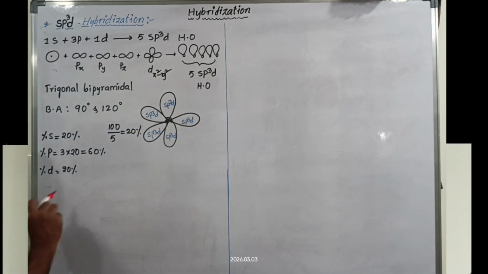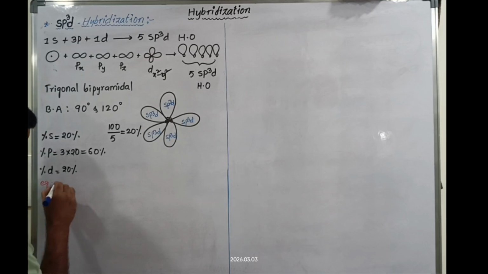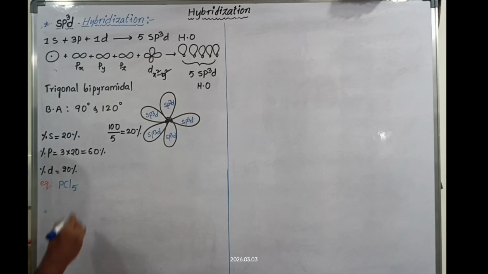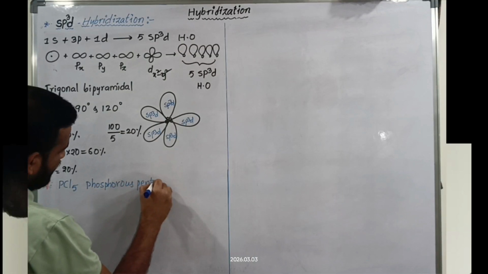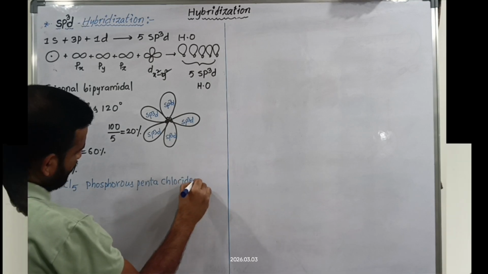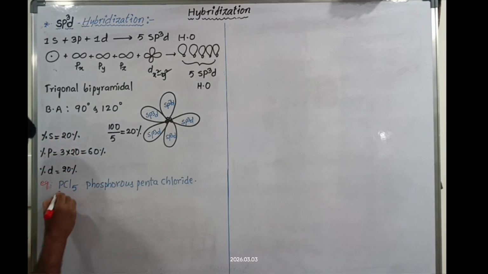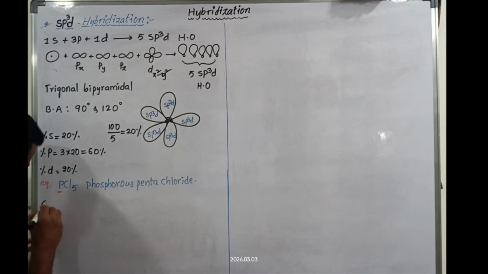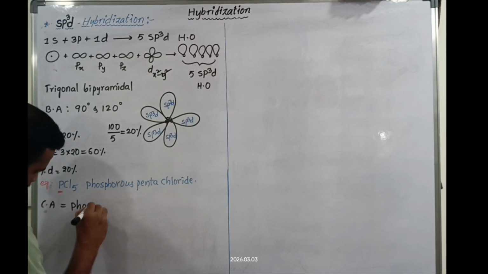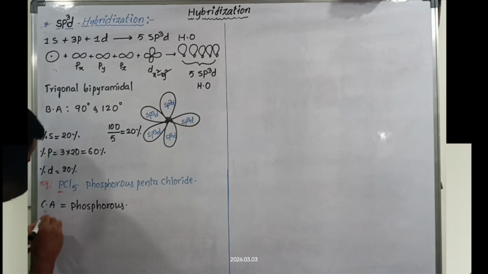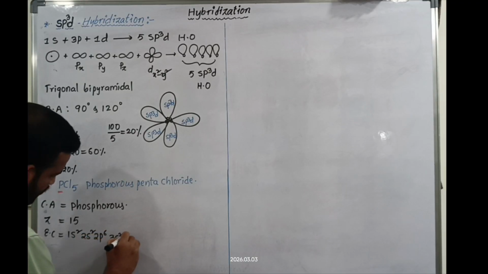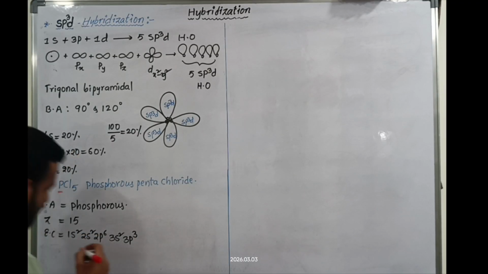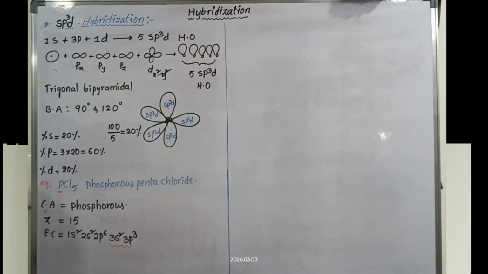Now we will see one example. We know the very familiar phosphorus pentachloride. In this, what is the central atom? Phosphorus is the central atom. Its atomic number is 15. So the electronic configuration is 1s2, 2s2, 2p6, 3s2, 3p3. Here we have to consider the outermost configuration.